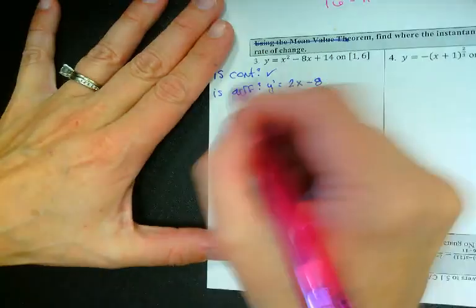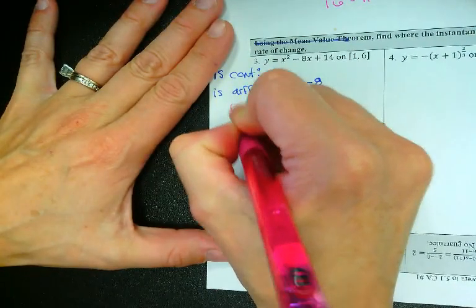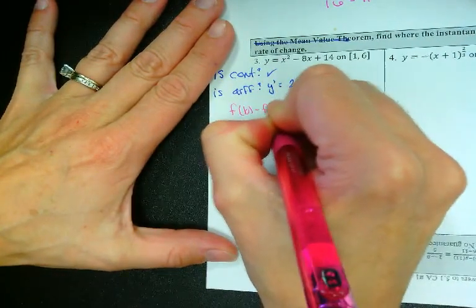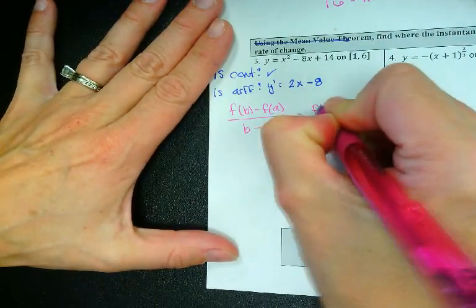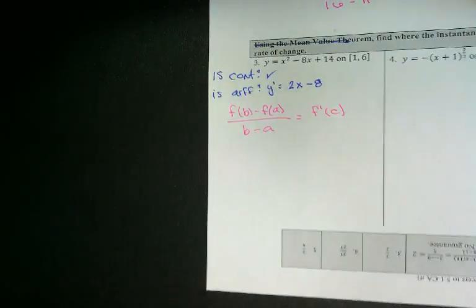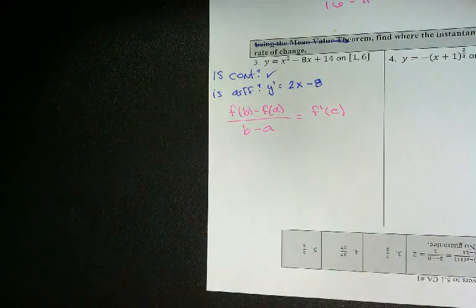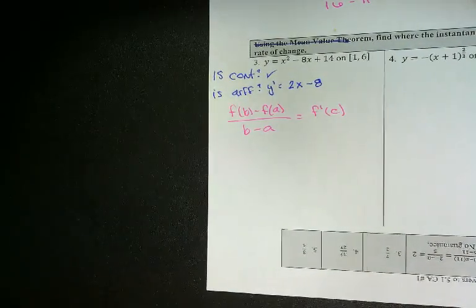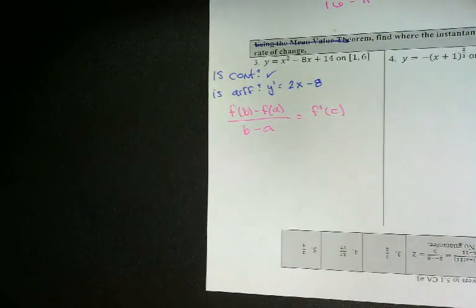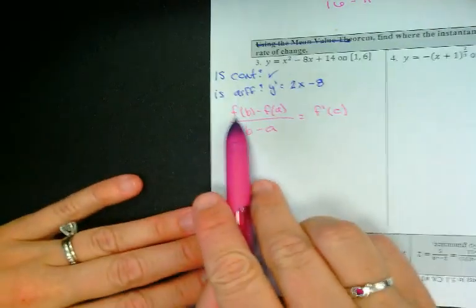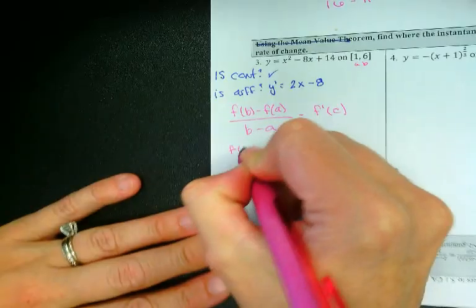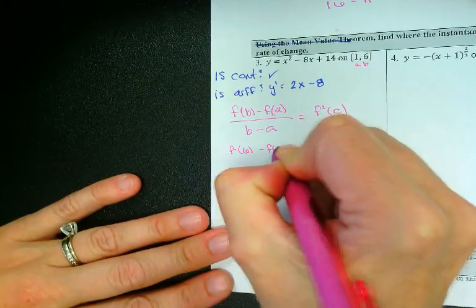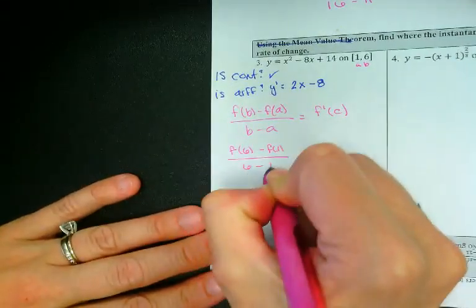Okay, so now we're going to apply the mean value theorem. I'm going to start with the formula: f of b minus f of a over b minus a equals f prime of c. Great Monday quiz question. f of b minus f of a over b minus a equals f prime of c. Now you just do the work. So you're going to find f of, who's your a and your b? f of 6 minus f of 1, all over 6 minus 1.